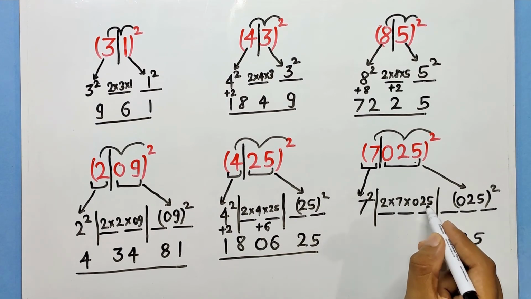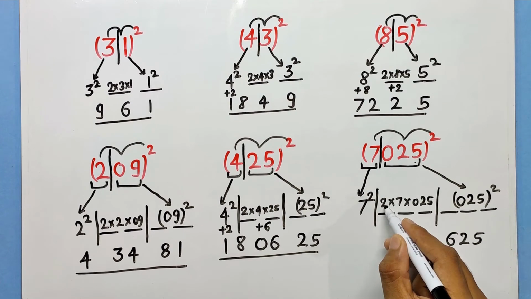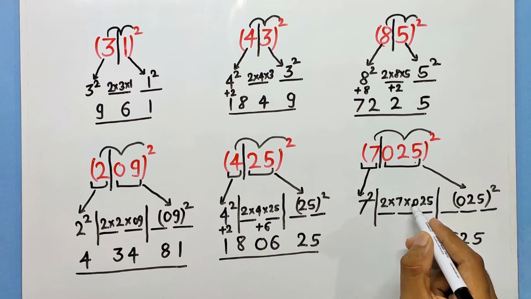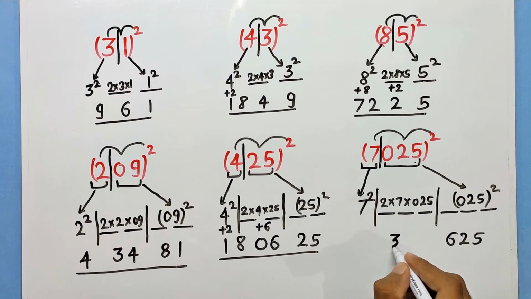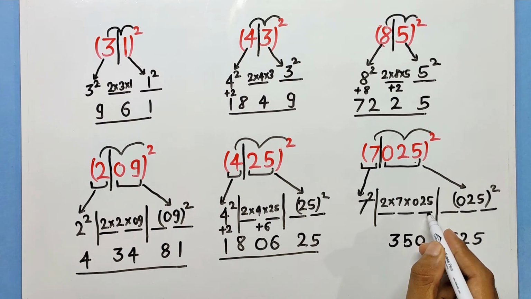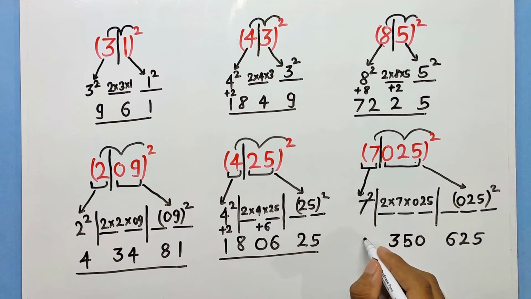Now let's multiply these numbers. So 25 times 2, that will be 50, and 50 times 7, that will be 350. So we'll write 350 as it is here, since we are allowed to write a 3 digit number here. And 7 square will be 49. So our answer will be this.